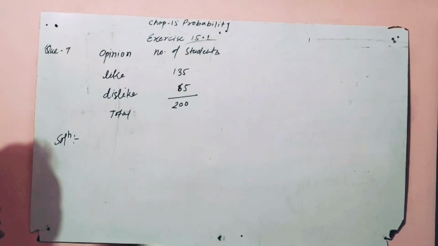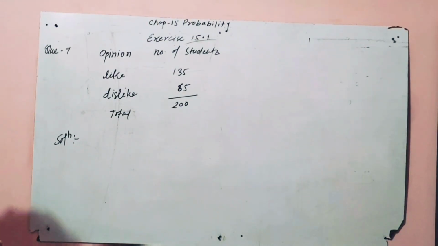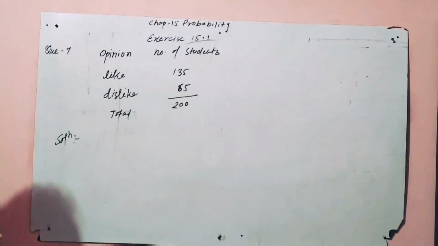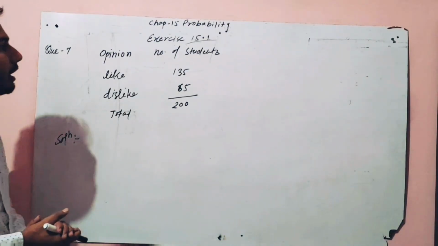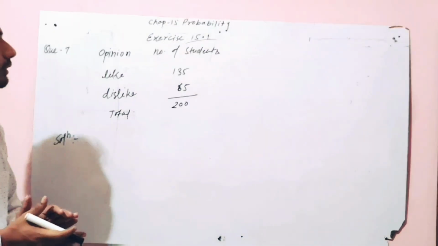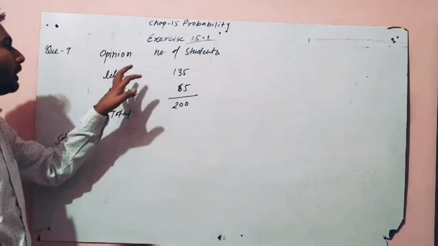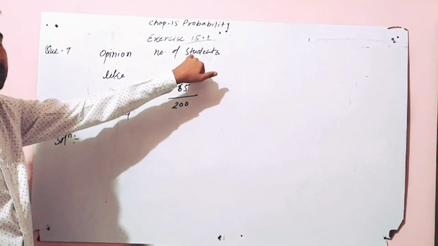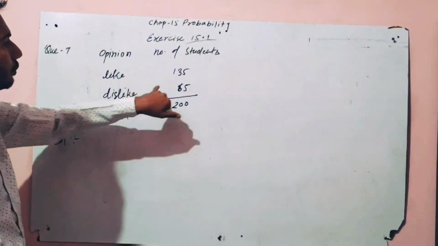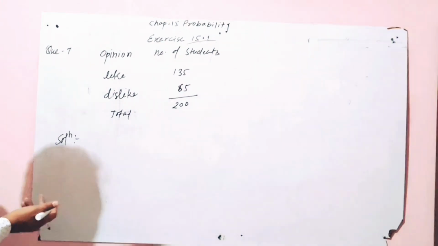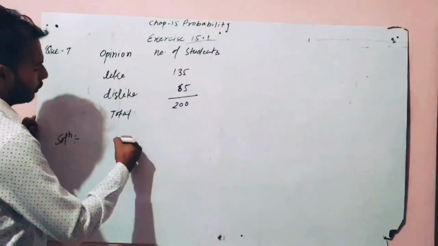Quite an easy question, students. In this question, a survey asked 200 students about the statistics subject. They asked how many students like statistics and how many dislike it. So 135 students like the statistics subject and 65 dislike it. So they have asked for both events, the probability for like and also for dislike.